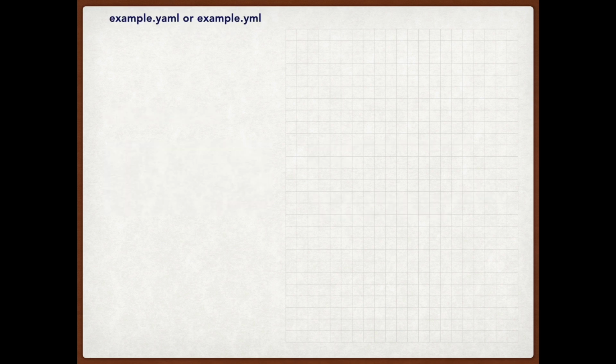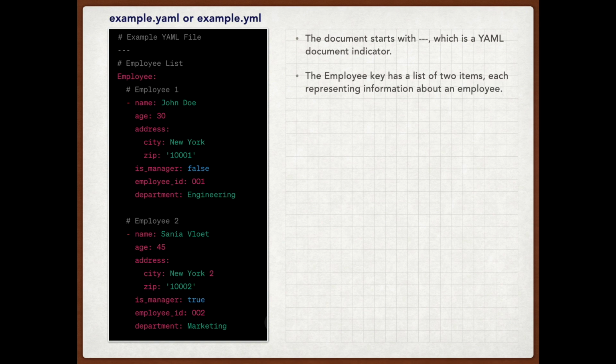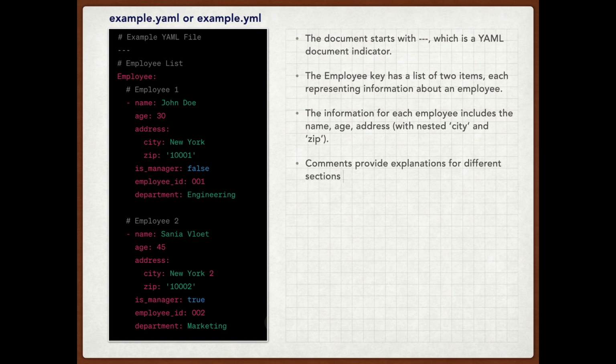Here is an example YAML file. The document starts with triple hyphen, which is a YAML document indicator. The employee key has a list of 2 items, each representing information about an employee. The information for each employee includes the name, age, address, with nested city and zip. Comments provide explanations for different sections of the YAML file.